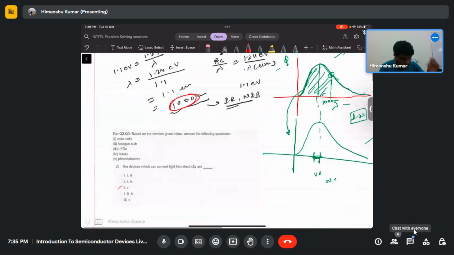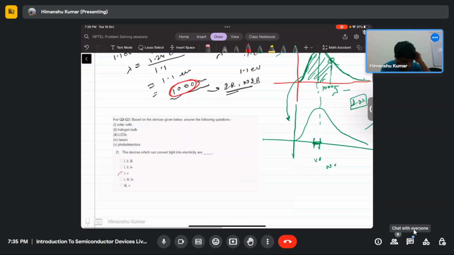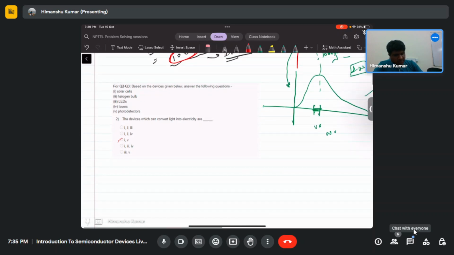Okay, so is that clear? Yes, sir. Yeah, so I think it should be easy. Let's move to the next problem. Based on the devices given below, answer the following questions: the solar cell, halogen bulb, LED, lasers, photodetectors. Which device can convert light into electricity? Solar cell can convert. Basically, when you shine light, it will generate electricity. So the first one is the correct answer.